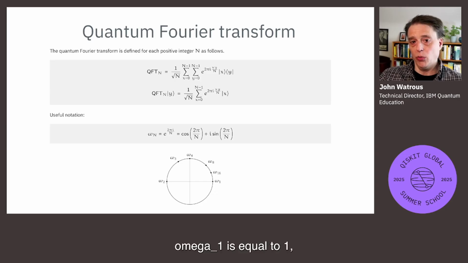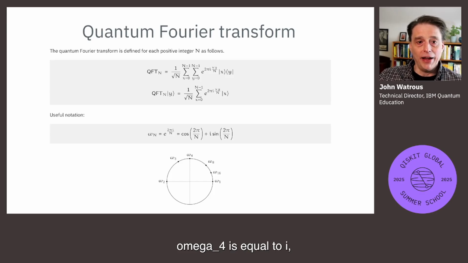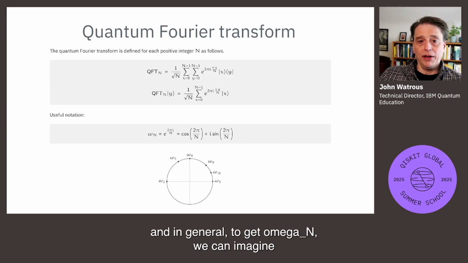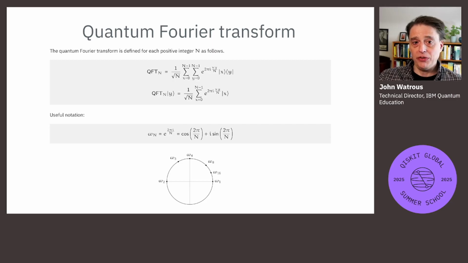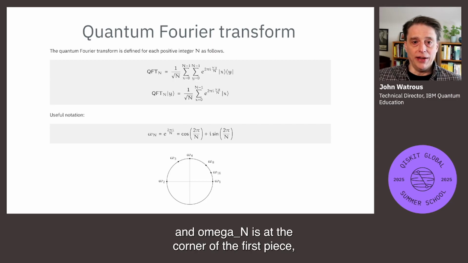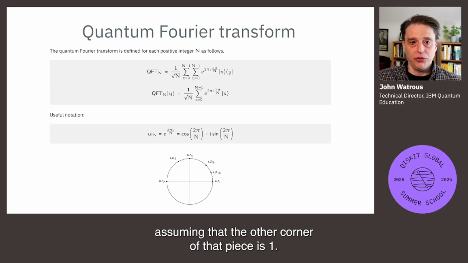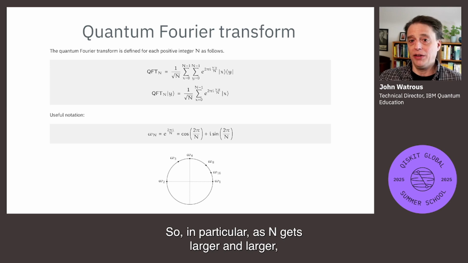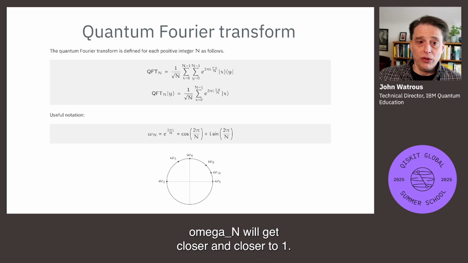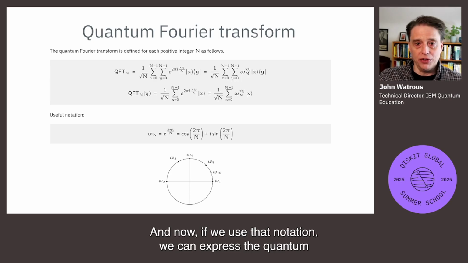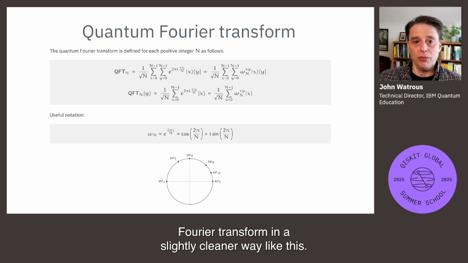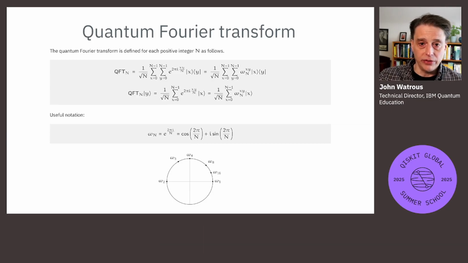Omega 1 is equal to 1, omega 2 is equal to -1, omega 4 is equal to i, and in general, to get omega n, we can imagine slicing the unit circle into n equal size pieces, and omega n is at the corner of the first piece, assuming that the other corner of that piece is 1. So in particular, as n gets larger and larger, omega n will get closer and closer to 1. And now, if we use that notation, we can express the quantum Fourier transform in a slightly cleaner way like this.